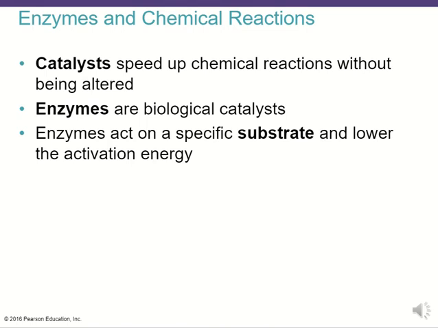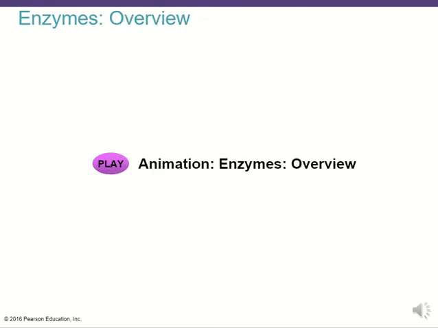Catalysts, again, speed up chemical reactions without being altered themselves. And enzymes are biological catalysts. Essentially, they're catalysts that we make ourselves, and enzymes will act on a specific molecule, a specific substrate. And this substrate-enzyme complex involves a lowering of the activation energy, or the energy barrier, needed to move that reaction forward.